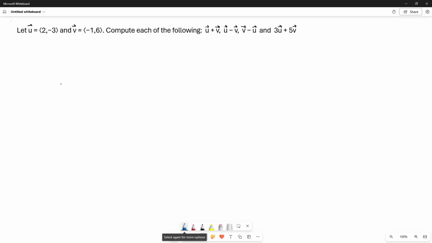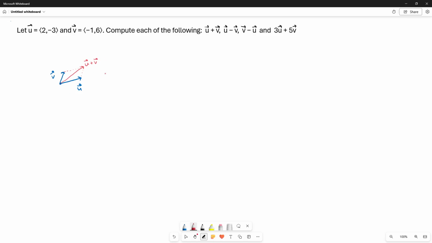So if we have two vectors u and v, both emanating from, say, the origin, let's say that one's u and this one is v, then geometrically the sum is formed by the parallelogram law. We make a parallelogram, and the diagonal here is u plus v.